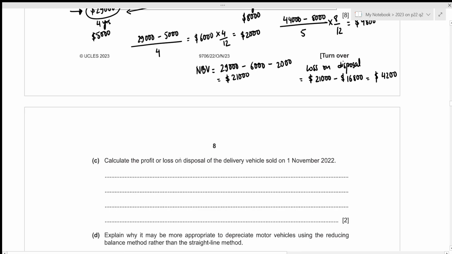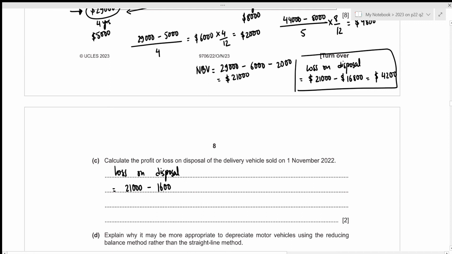Then we need to calculate the profit or loss on disposal of the delivery vehicle. So we've already calculated it right here. We know that there was a loss on disposal since the net book value of the disposed asset was greater than our sales proceeds. And the difference will just be our loss on disposal. That's the amount of 4,200.